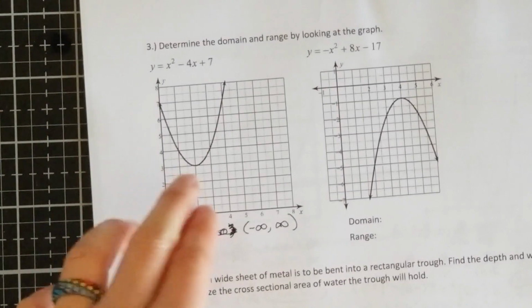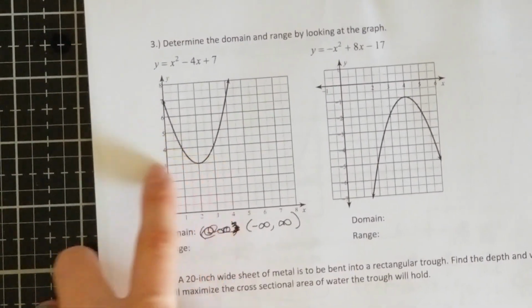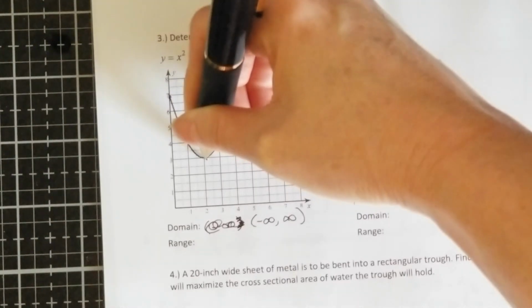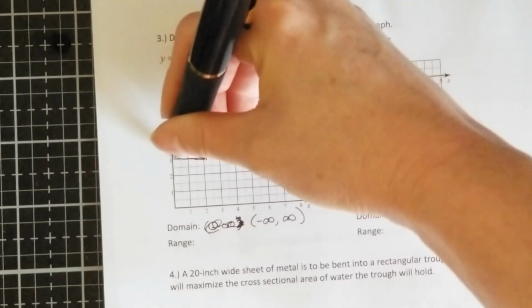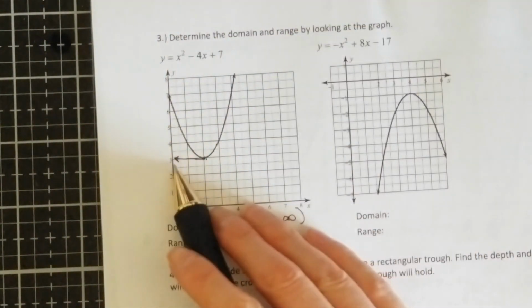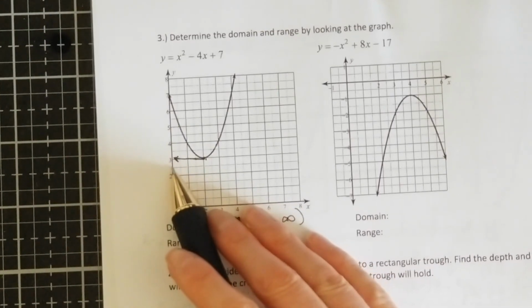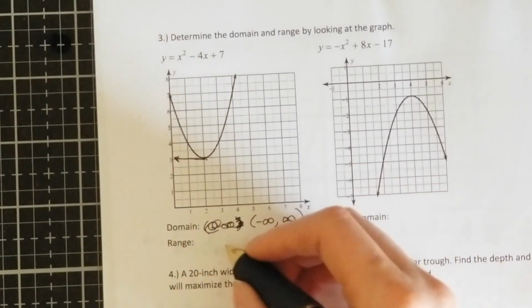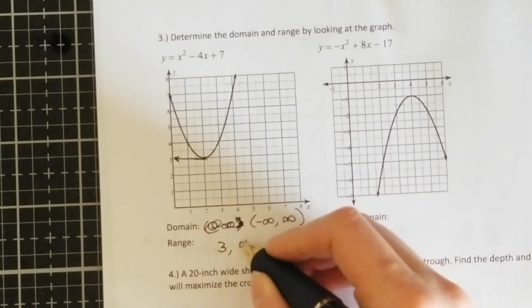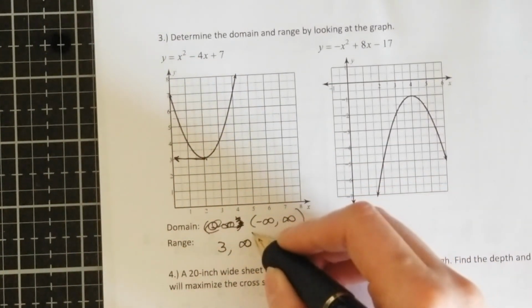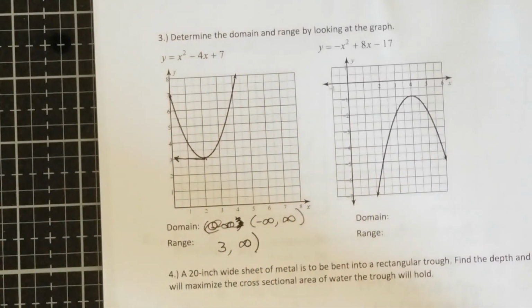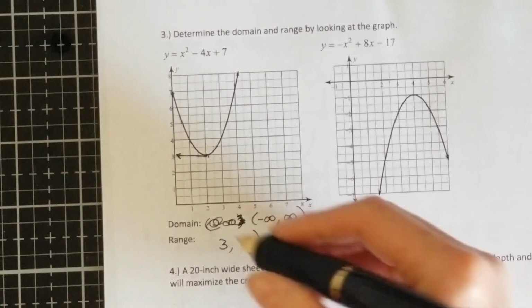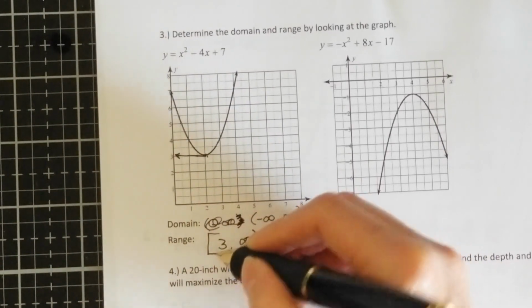The range, you want to pick your y coordinates here. So I like to just draw a line from the smallest or the highest point over to the y-axis. So you read that number off the y-axis, that is 3. Your arrows point up, so that would be infinity. So we have 3 to infinity. Infinity always gets a parenthesis, and your 3, because this is closed in, would get a bracket.